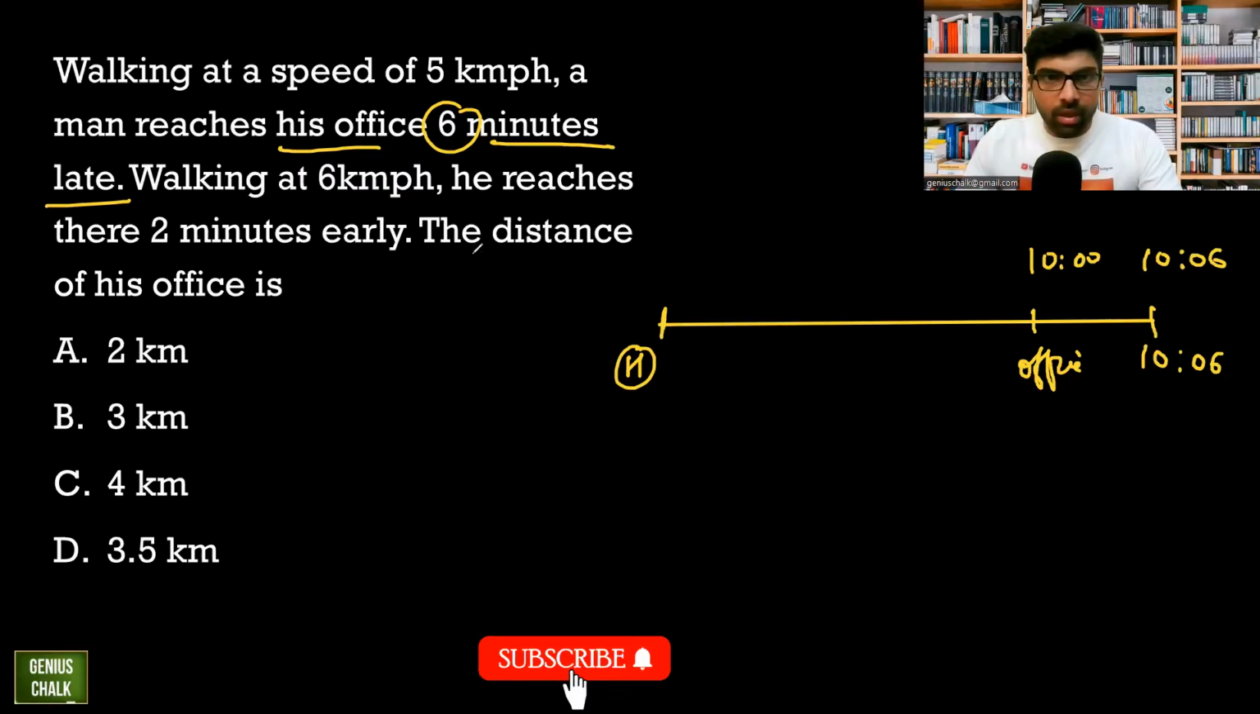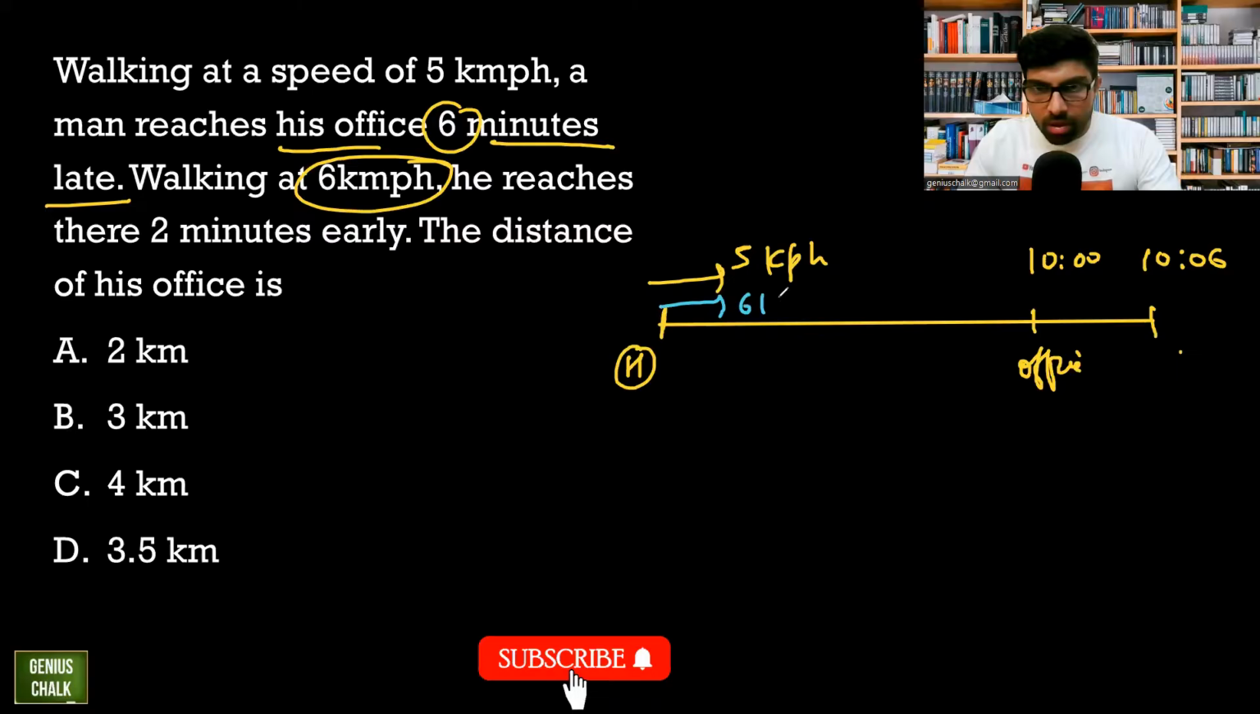10:06. Then walking at 6. So the first day he was walking at 5 kph, and he's reaching at 10:06. The second day he's walking at 6 kph, and he's reaching 2 minutes early. That means now he's reaching there at 9:58. Okay, now there is some gap of time, right? So first I'll do it by the conceptual method, then by a trick.